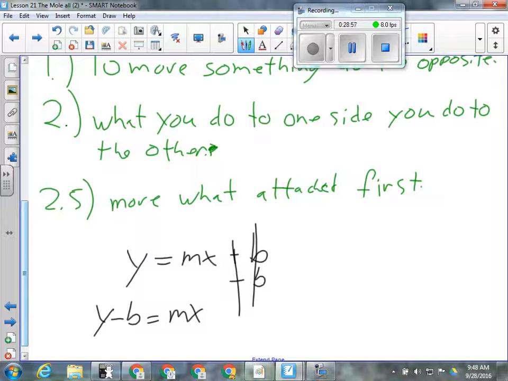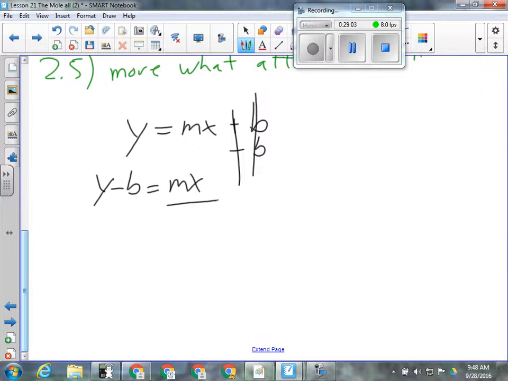I want m by itself. What do I do with x? Divide by it. I'm multiplying by it right now, so I do the opposite. I divide both sides by x. X cancels there. X comes over here.